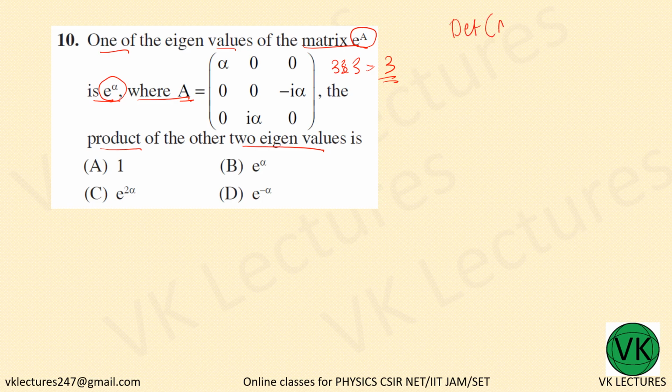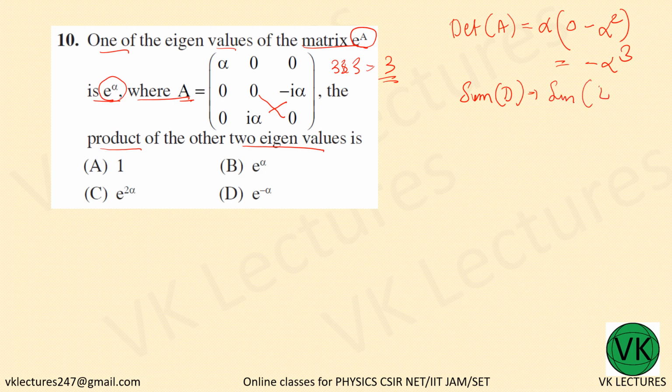Determinant of A is equal to alpha into 0 minus I into minus I, that is 1, so alpha square. So 0 minus alpha square, that is nothing but minus alpha cube. So what is the sum of the diagonal elements? Sum of the diagonal elements is nothing but the sum of the eigenvalues.